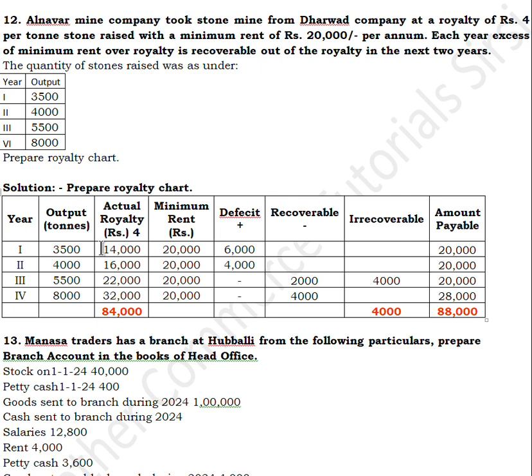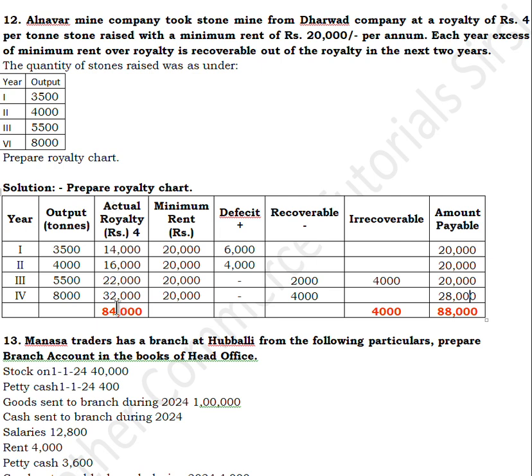So once again, for the amount payable column, you should have one finger on your royalty column. So this is fixed. If you have deficit in the same line, then add it. If you have recoverable, then subtract it. Once again, 14,000 plus 6,000, 20,000. 16,000 plus 4,000, 20,000. 22,000 minus 2,000, because it is in recoverable column, 20,000. 32,000 minus 4,000, 28,000.